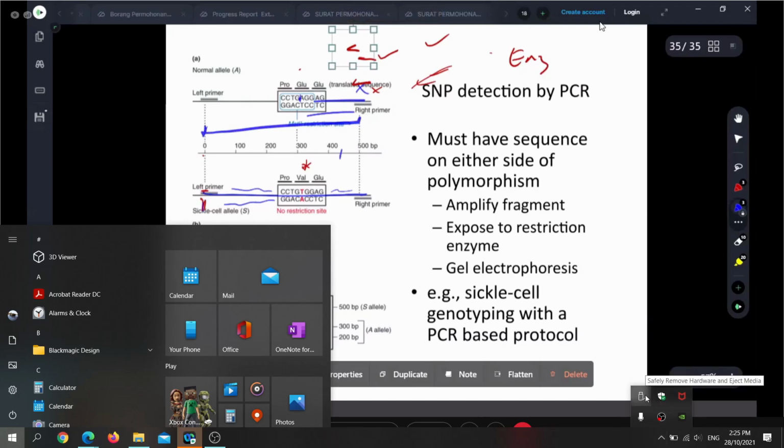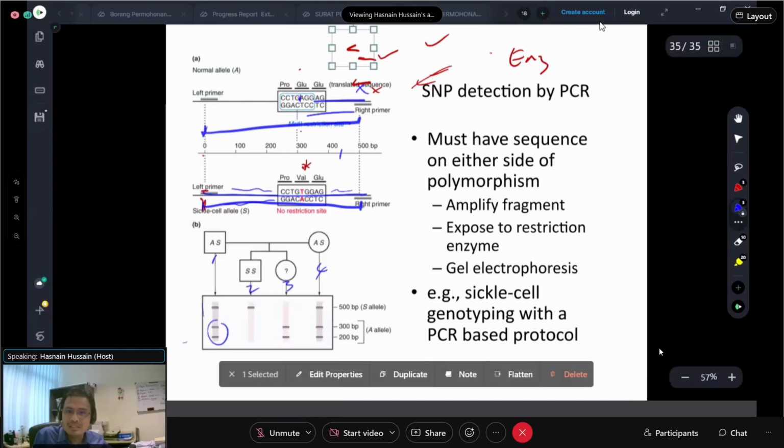Okay, long fragment, this one also like this. Meaning to say that this boy does not have the restriction site over here. So the boy has a polymorphism in which he also has the same sequence like this on his other DNA. So that is why you have only one band. Why is it one band over here when you have this, and this? Why is it only one band?